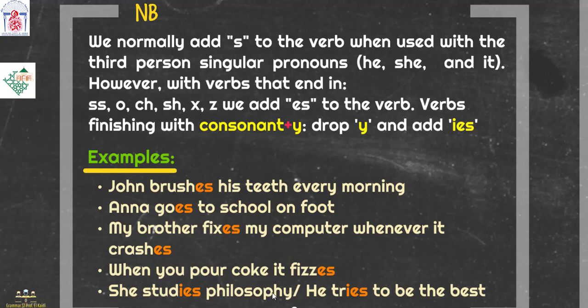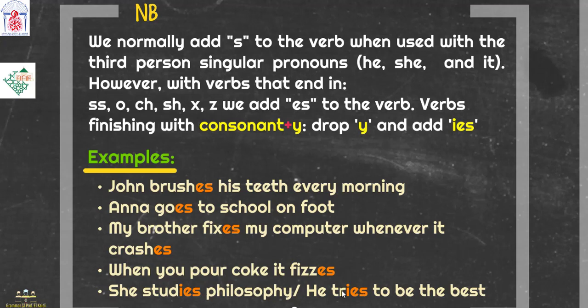She studies philosophy. He tries to be the best. Now, she studies philosophy. As you see here, the verb study ends in a consonant plus y. Study. D is a consonant and then y. But as we conjugate the verb study in the simple present with the pronoun he and she, we change y into i and add es, or we just drop y and add ies.